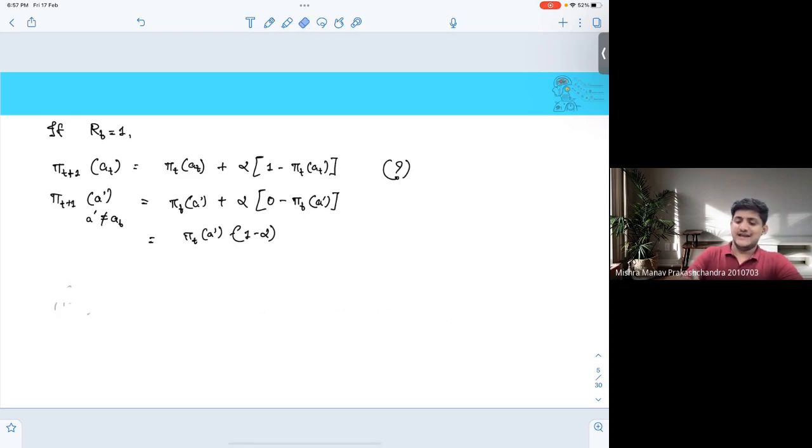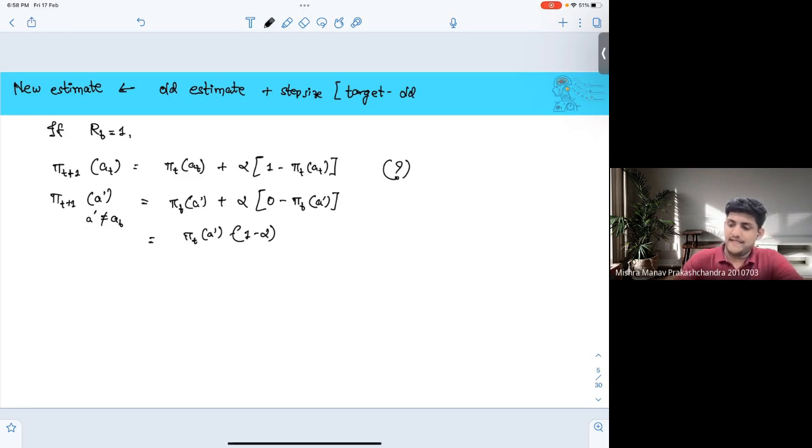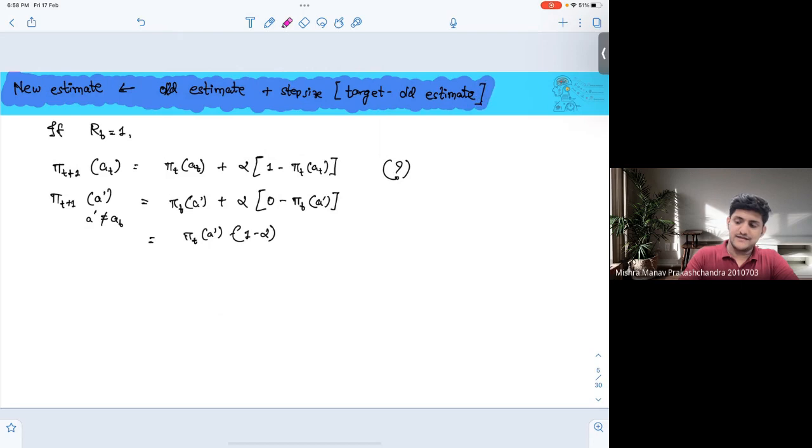Okay, so based on that, I did some generalization and said that this kind of stochastic averaging always follows this methodology: my new estimate is nothing but my old estimate plus step size times target minus old estimate. I hope you guys remember this formula. If not, please make a note of this again. This is always the case for any sort of stochastic or online averaging that we do. My new estimate will always be old estimate plus some step size times target minus the old estimate, right?